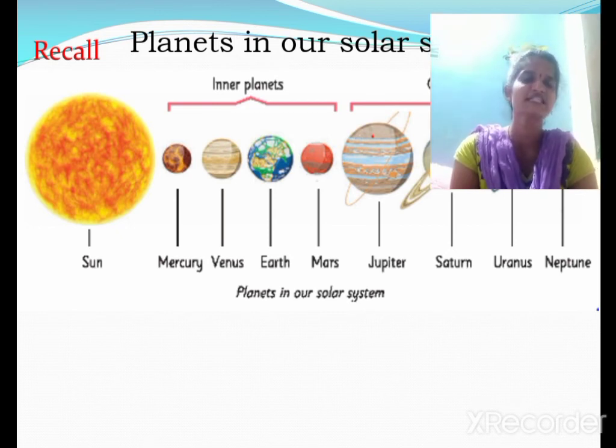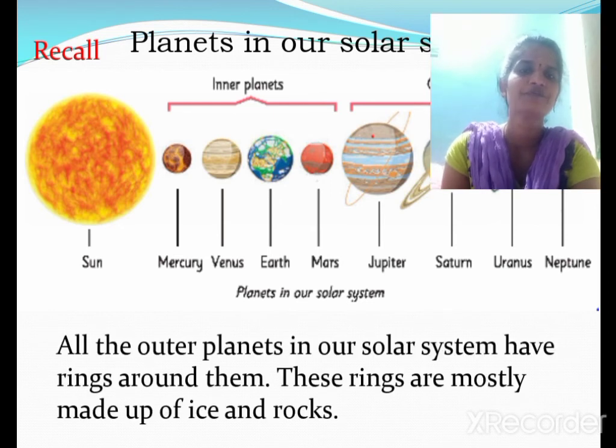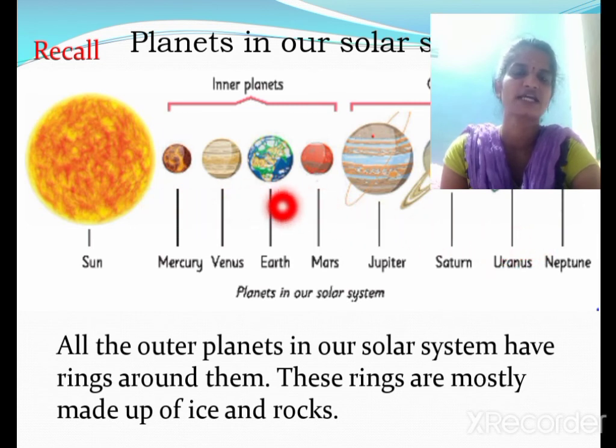The first 4 are called inner planets. The next 4 are called outer planets. Outer planets are covered with rings that are made up of ice and rocks. All the outer planets in our solar system have rings around them. Here you can see the rings in all the outer planets. These rings are mostly made up of ice and rocks.